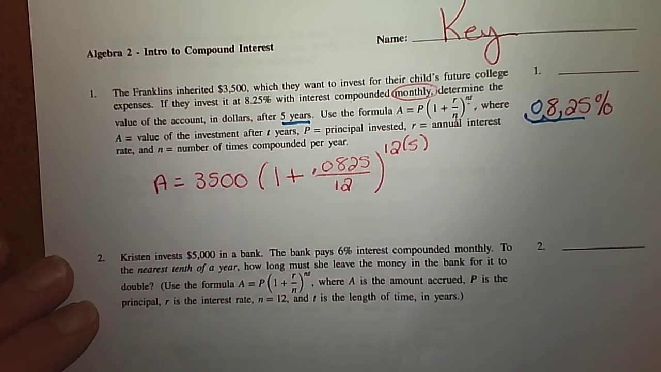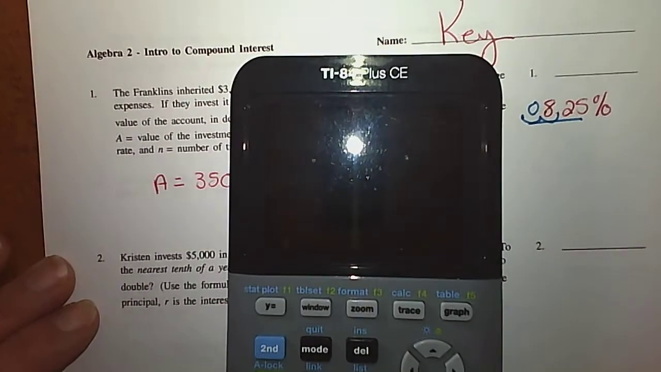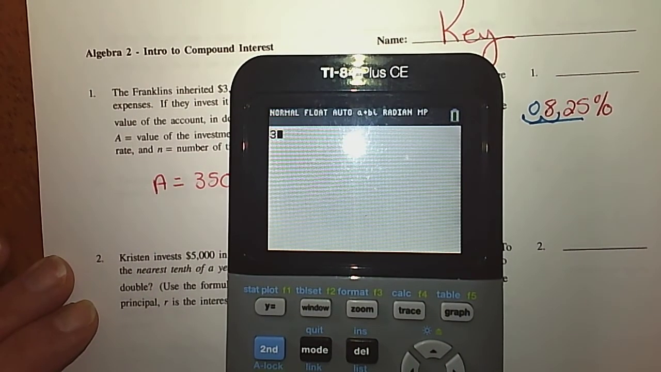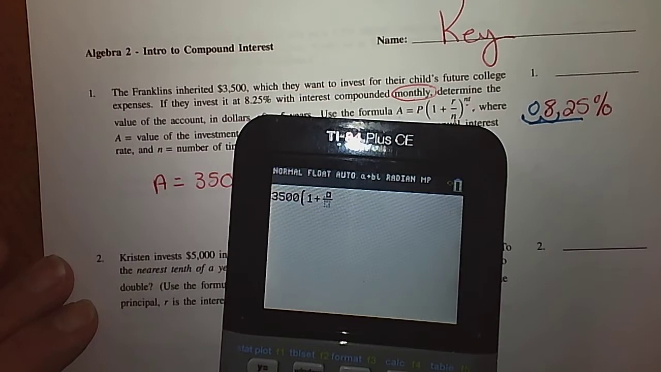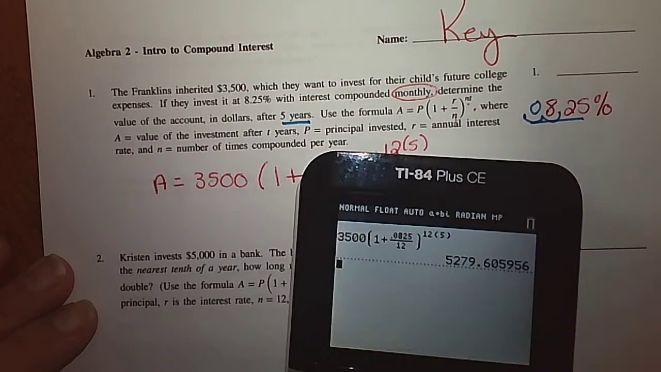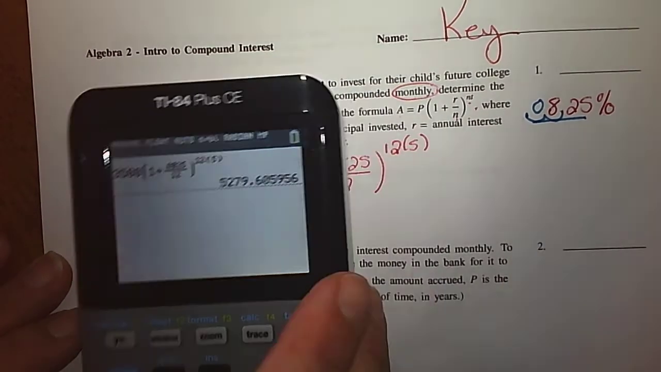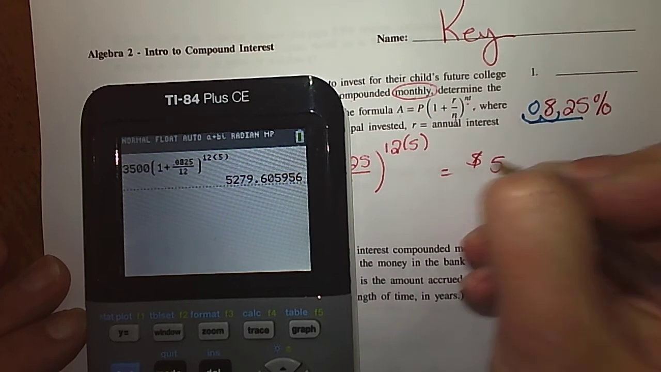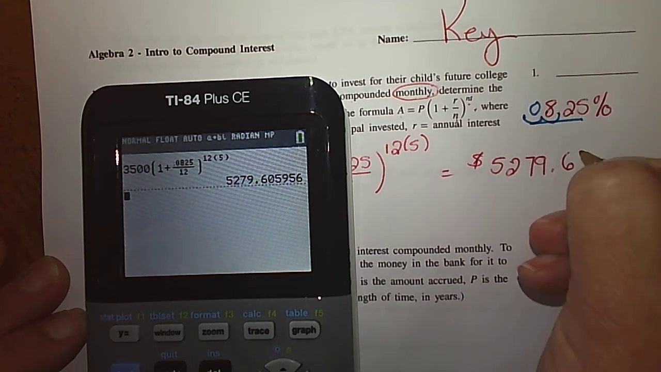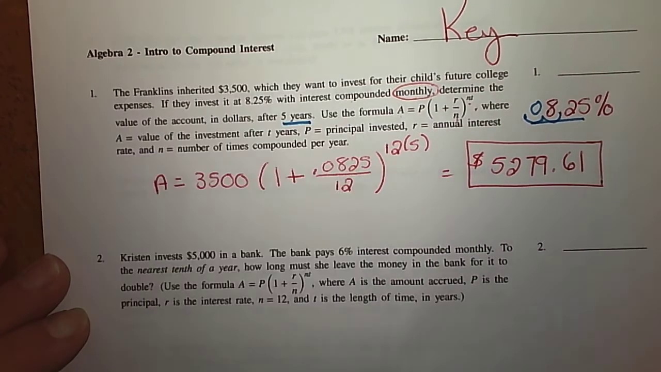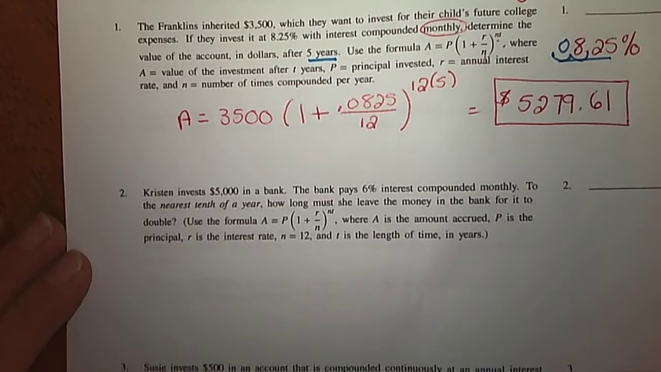All right, you guys, all we have to do now is throw this into our calculators. So we're going to do 3,500, parenthesis 1 plus fraction button. Try to get out of the glare there. 0.0825 over 12. Close the parenthesis, raised to the 12 times 5. And now again, how much money? We're going to round to the nearest cent. So this comes out to be $5,279.61. Which I did see a bunch of you got when I looked at the homework.